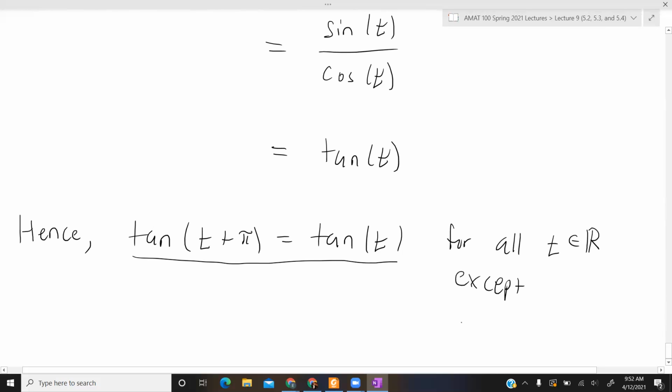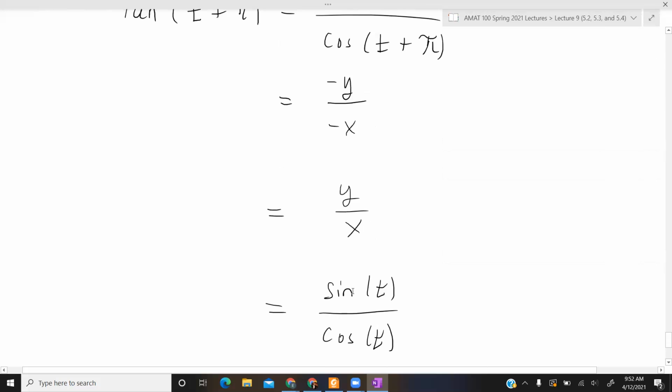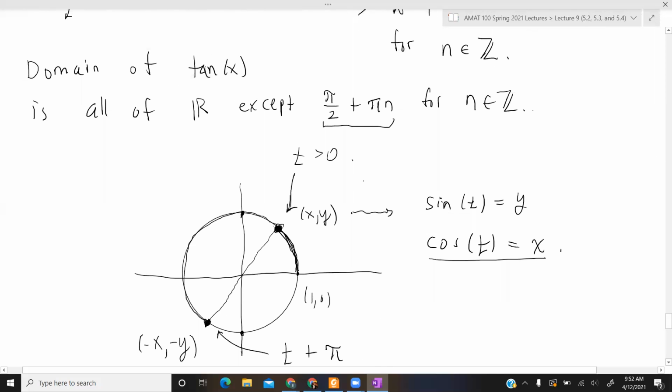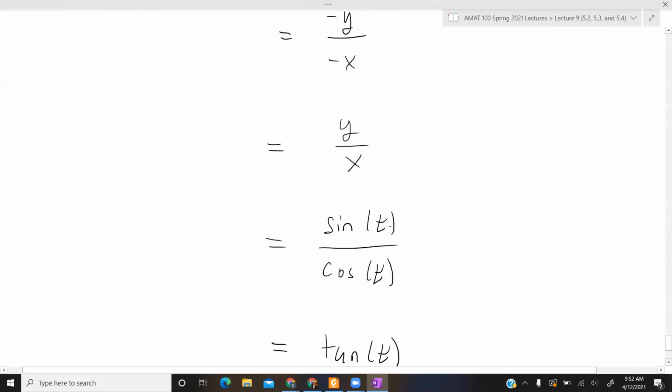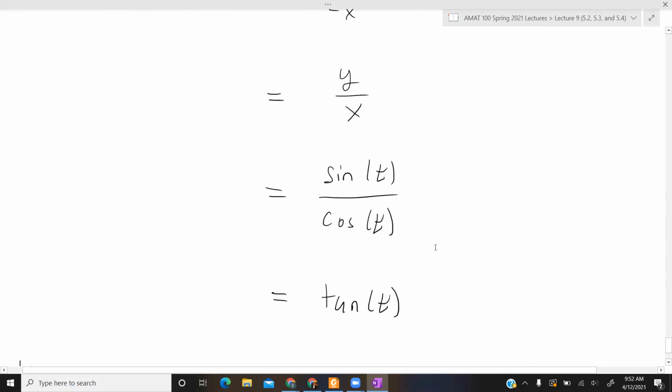except those points that we ruled out, pi over 2 plus n pi, which corresponded to these points. These are points where the tan function is not defined. Those are points on the circle.